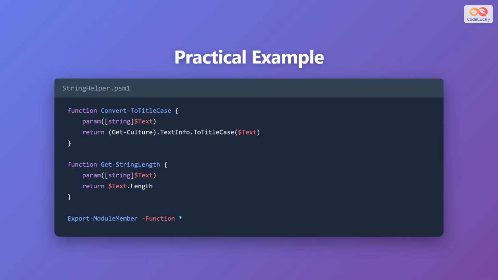Here's a practical example of a script module called stringhelper.psm1. This module contains 2 useful string manipulation functions. The first function, Convert-ToTitleCase, takes a text parameter and converts it to title case using the current culture's text information. The second function, Get-StringLength, takes a text parameter and returns its length. At the end of the file, we use Export-ModuleMember with the -Function parameter set to asterisk. The asterisk is a wildcard that exports all functions in the module, making both Convert-ToTitleCase and Get-StringLength available to users when they import this module.